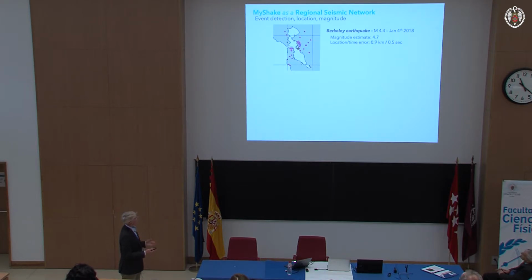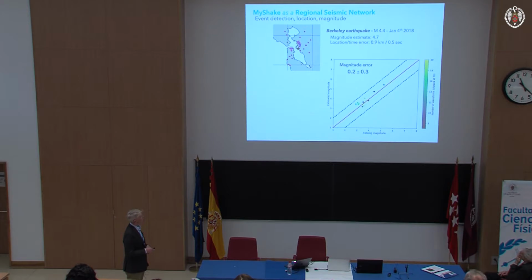So this is that same Berkeley earthquake I showed you at the beginning. This is a magnitude 4.4 earthquake. But now we're applying traditional regional seismic network type processing. So we want to detect the earthquake, we want to locate the earthquake, we want to estimate the magnitude of the earthquake. And so we estimate a magnitude of 4.7 compared to the traditional network magnitude of 4.4, and then the location and the time error are pretty small.